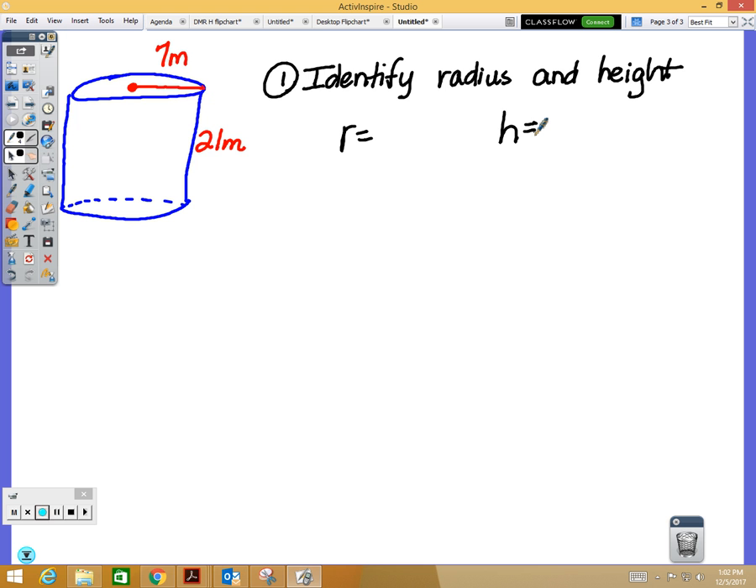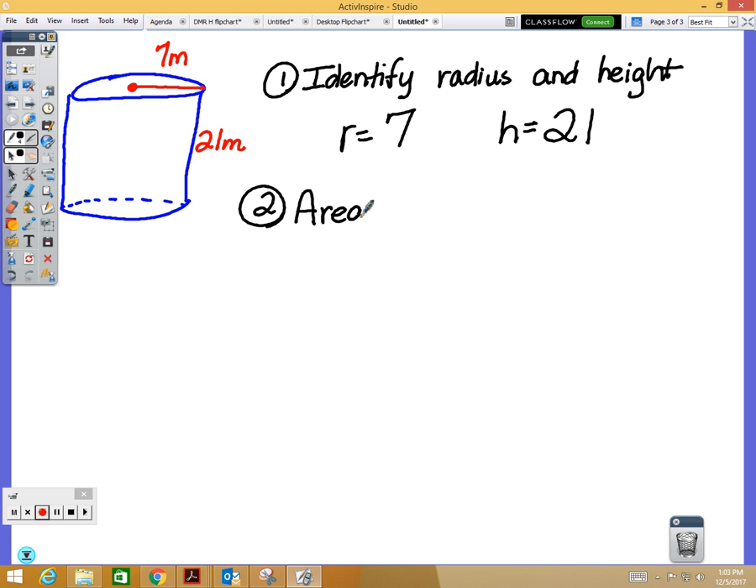So in this cylinder, what is the radius? 7, and the height is 21. So we would need to be very careful if they gave us the diameter. If they gave us the diameter, how would we find the radius? Divide it by 2. Take half of it. Very good.